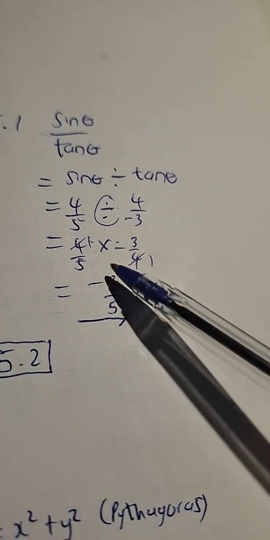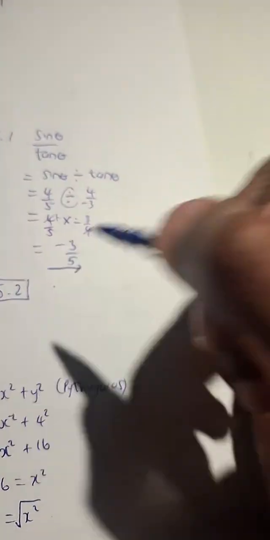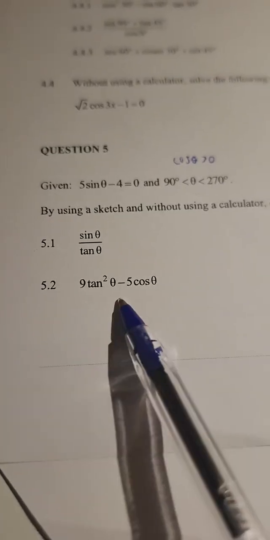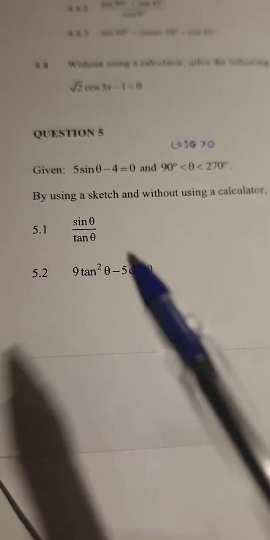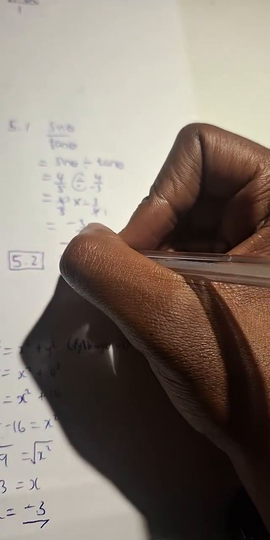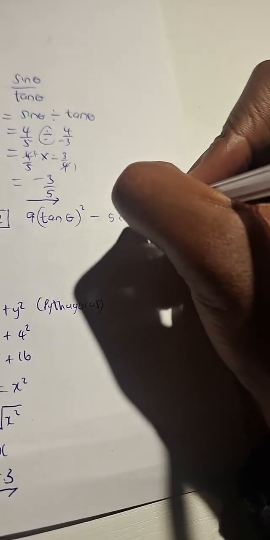What's happening? -3 over 5. That is the answer, guys. Okay. 5.2. 9 tan squared theta minus 5 cos theta. Let's look at this one. How do we simplify that? Well, same thing. 9 tan theta everything squared minus 5 cos theta.